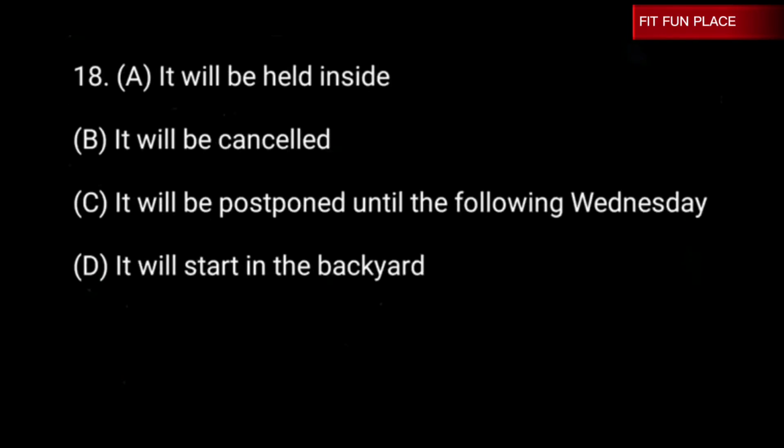Number 18. Do you know if it's supposed to be warm enough on Wednesday to have our party outside, in the backyard? I heard it'll be warm, but that it's likely to rain most of the day. What will probably happen to the party?